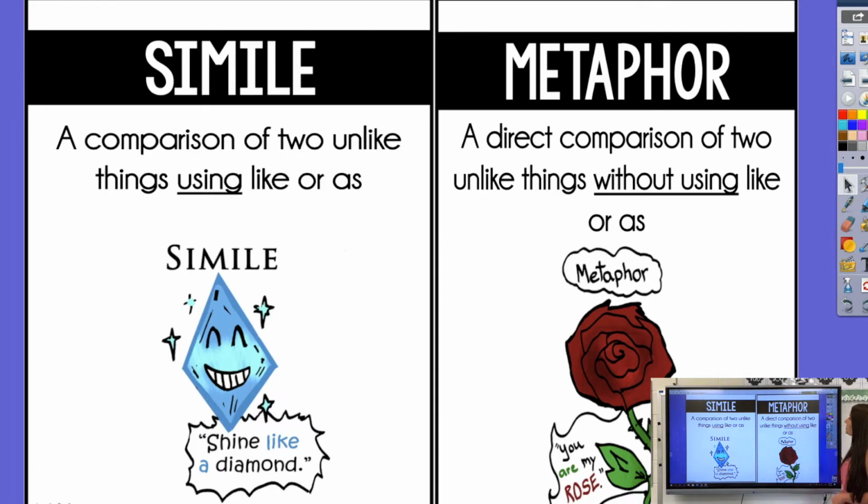A metaphor is a direct comparison of two unlike things without using like or as. So you're still comparing things, but you're not going to have like or as. And our example is, you are my rose. Another example could be, you are my shining star. Okay?